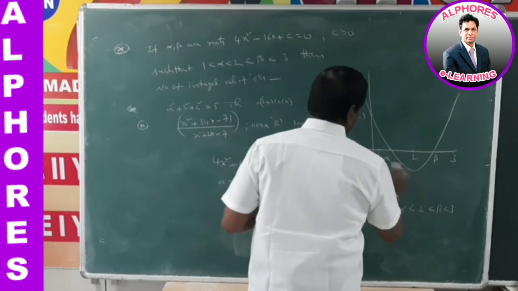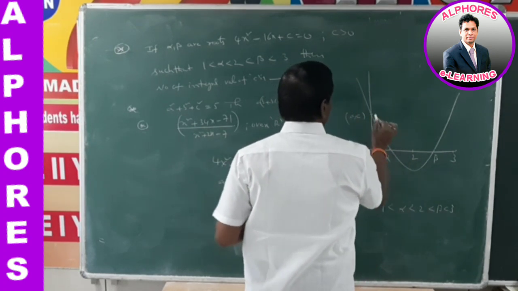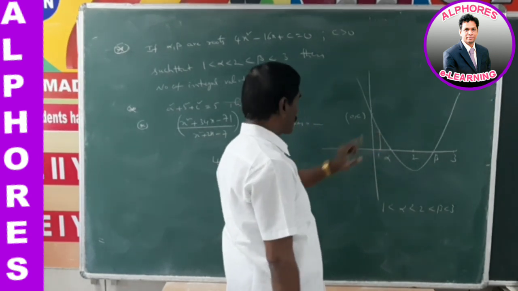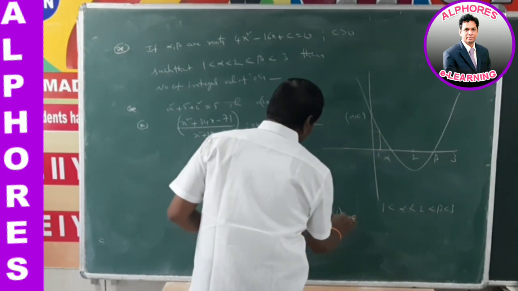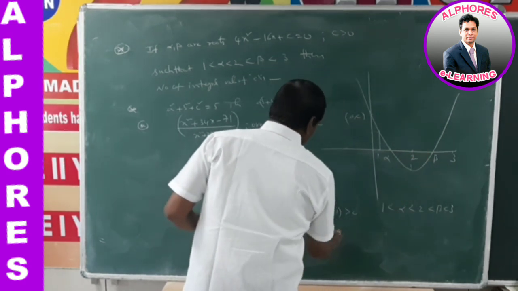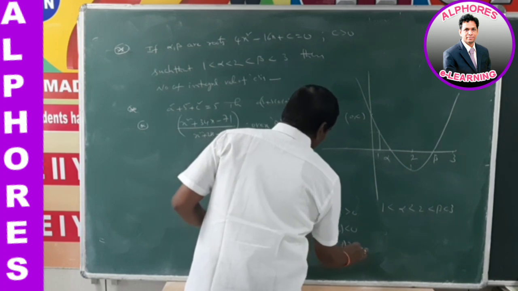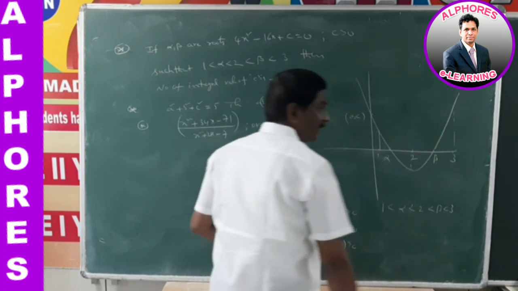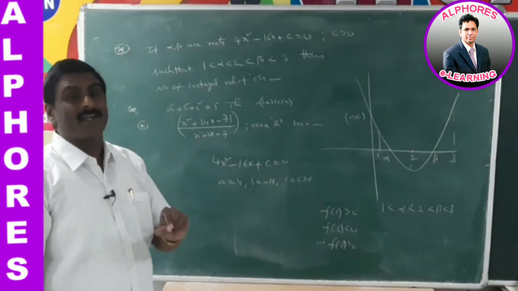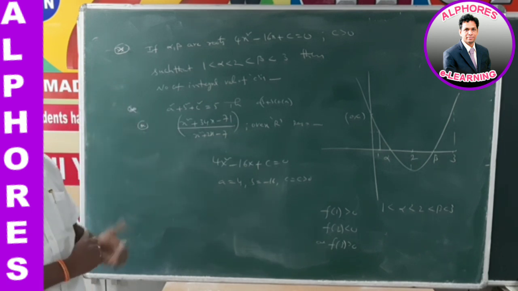Here the graph is upwards, a greater than 0. Now f of 1, the function value at x is equal to 1, is positive. f(1) is greater than 0. Next, the function value f(2) is less than 0 and f(3) is greater than 0. By using these 3 conditions, find the common value of c. Then we get the solution of that equation.